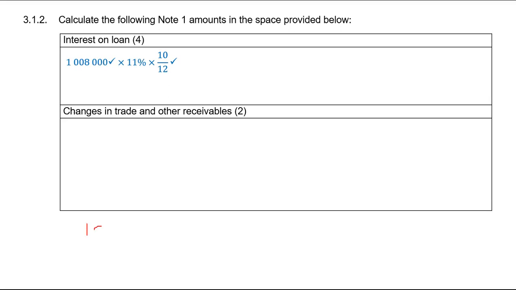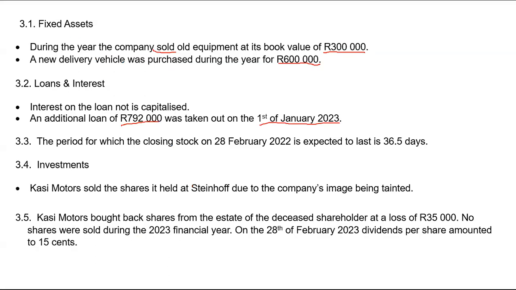But thereafter, it was no longer 1,008,000. It was 1,008,000. And then I'm going to add the additional loan that was taken. This is happening on the 1st of January. How much was that additional loan? It is 792,000. So I'm going to add that 792,000.